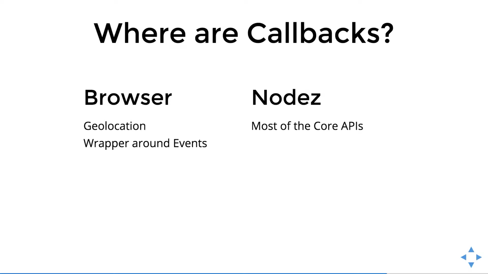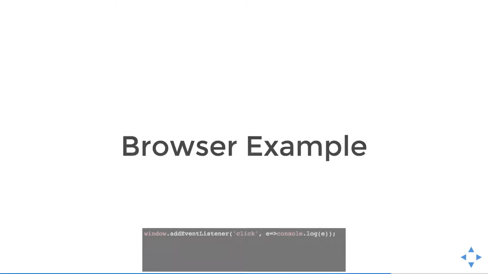So where do you find callbacks? Natively, geolocation in the browser. That's a callback-based interface for these asynchronous things. You're going to find them as a wrapper around events, like add event listener, right? And in Node, most of the core APIs are callback-based. So any fs.read or http.get or all that kind of stuff, it's a callback-based API.